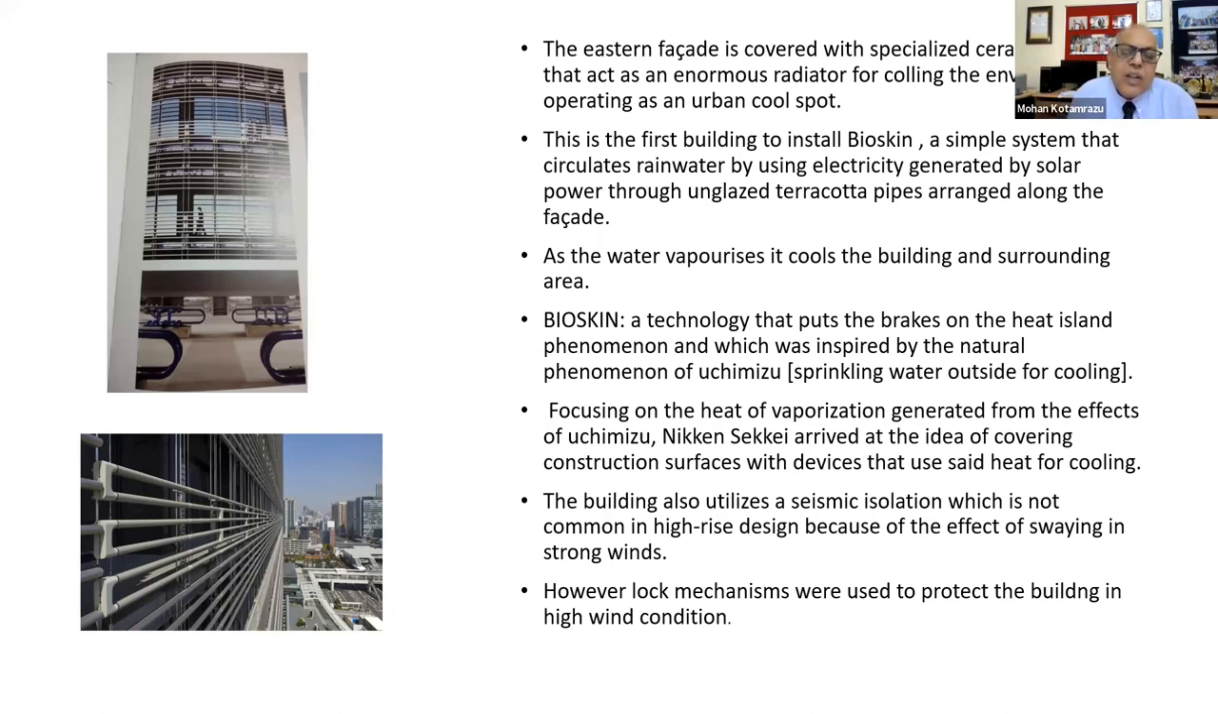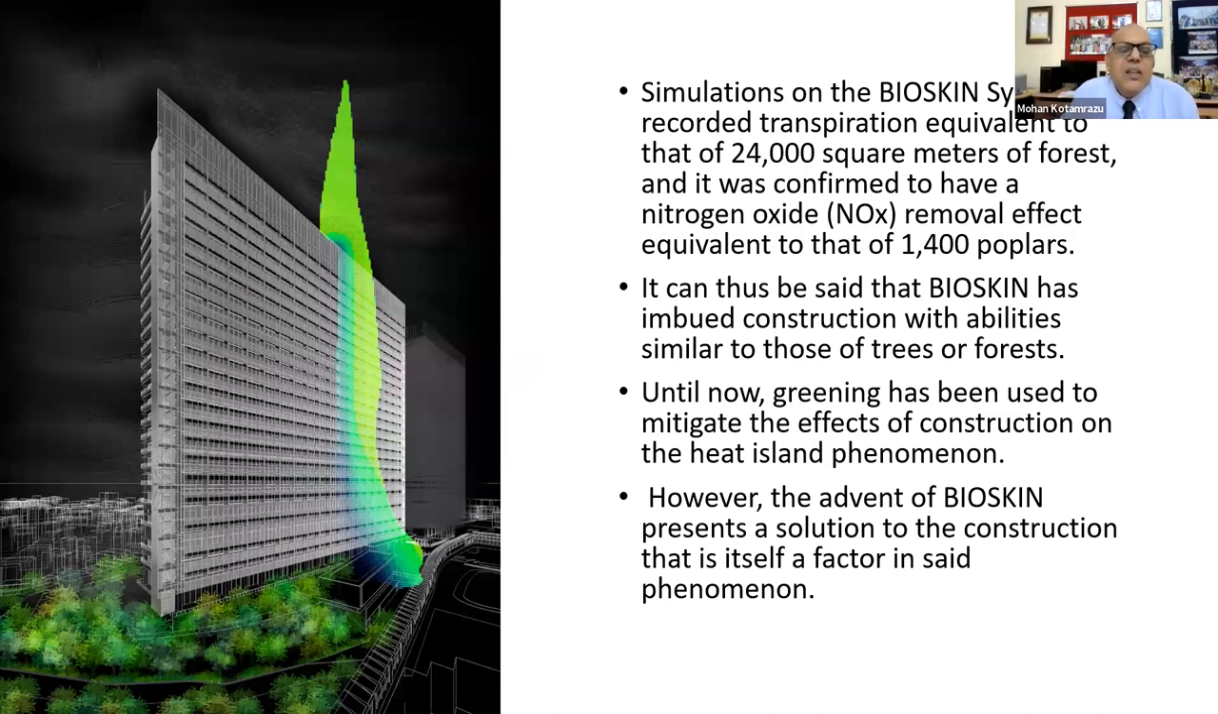And you can see here, this is the simulation done on the bioskin system, where the transpiration is equivalent to 24,000 square meters of forest. So how much of impurities can be removed by this? It can be seen that. What is the simulation? You can see the green color, no? That the temperature is more over here. And as you are coming towards the skin, the temperature is reduced. So all throughout the surface, the ambient cooling is achieved by means of this bioskin.